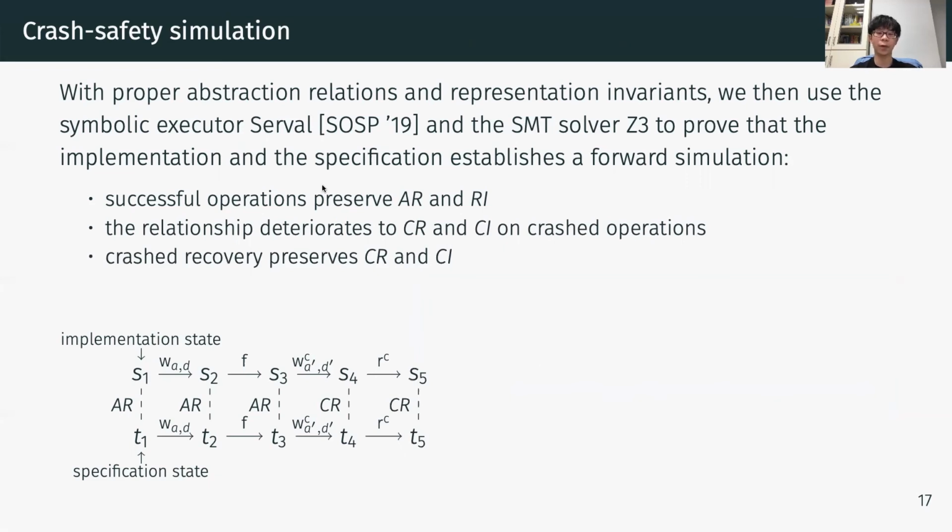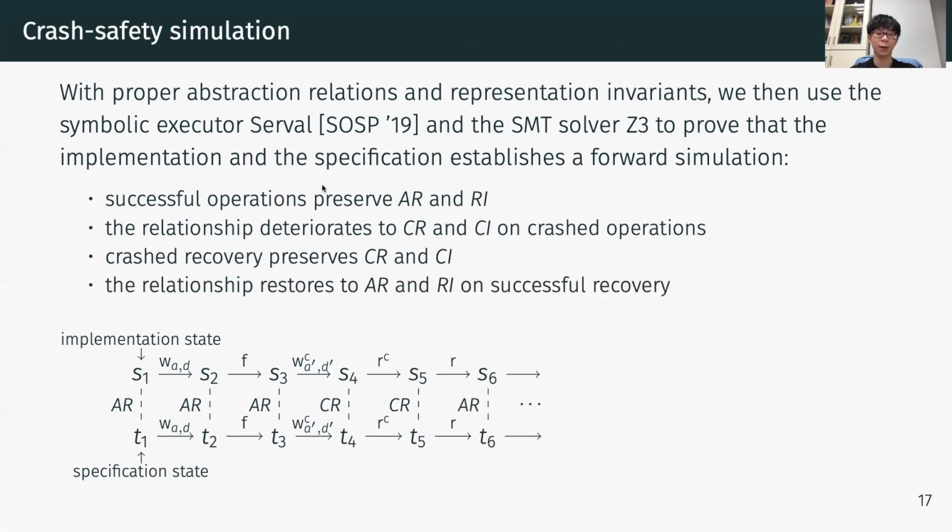To account for crashes during recovery, recovery should be idempotent, meaning that CR and CI should be preserved if a crash occurs during recovery. Finally, the relationship should restore to AR and RI on a successful recovery.